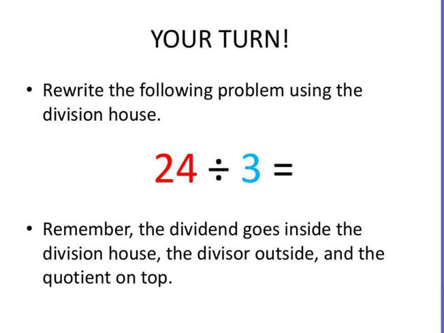Your turn. Rewrite the following problem using the division house. 24 divided by 3. Remember, the dividend goes inside the division house, the divisor outside, and the quotient on top. Go ahead and pause the video to rewrite the following problem. Using the division house, you should have written 24 divided by 3. Divisor outside, dividend inside.